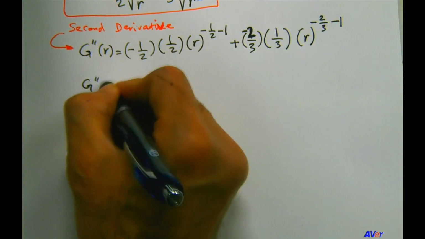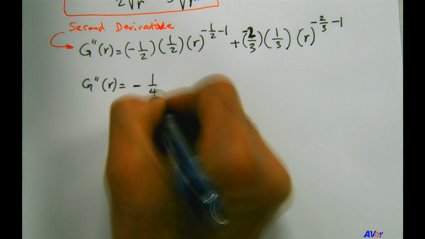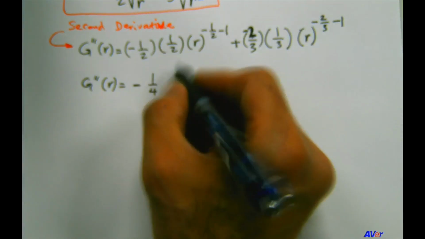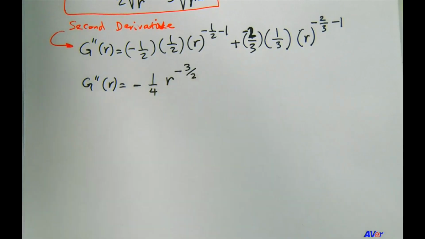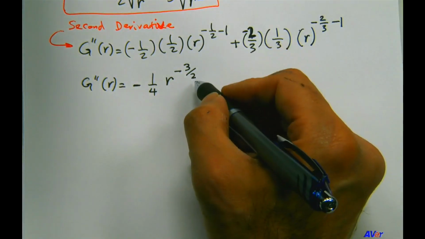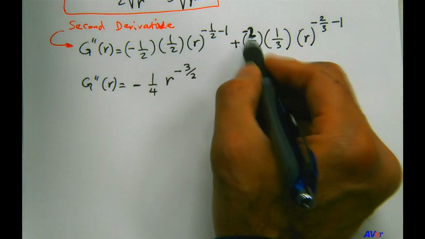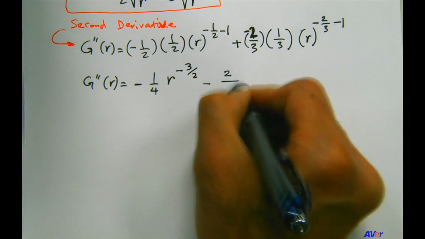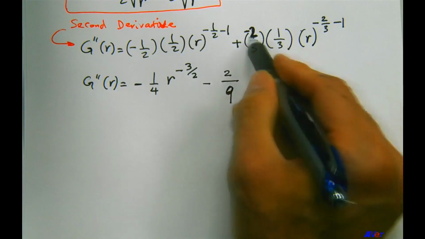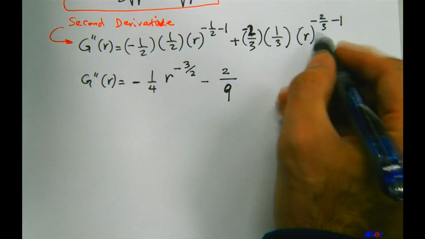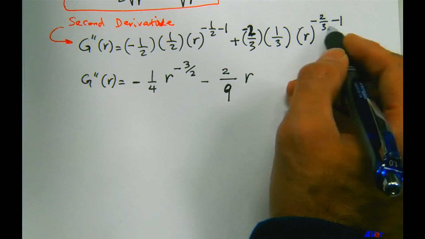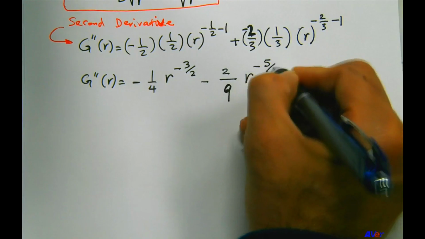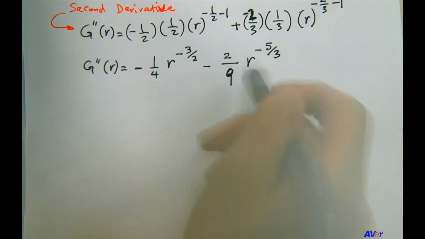Okay? All right, so let's simplify this. So g double prime of r is minus 1/4 times r to the minus 1/2, minus 1, that's minus 3/2. And how about here? Minus 2 times 1 is minus 2/9, and of course this would be times r to the minus 2/3 minus 1. So we take the common denominator and we get minus 5/3, right? Like that.